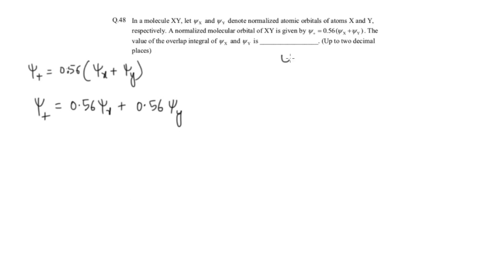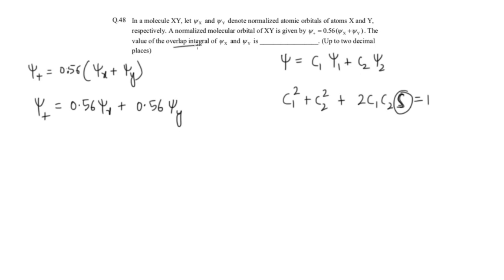Now remember one thing, that if you have a molecular orbital wave function in this form, that is psi equals c1 psi 1 plus c2 psi 2, then there is a condition for overlap, and that condition is given by c1 square plus c2 square plus 2 c1 c2 S equals 1, where S is the value which you are asking, the overlap integral, okay? So you can do this question using this thing only.